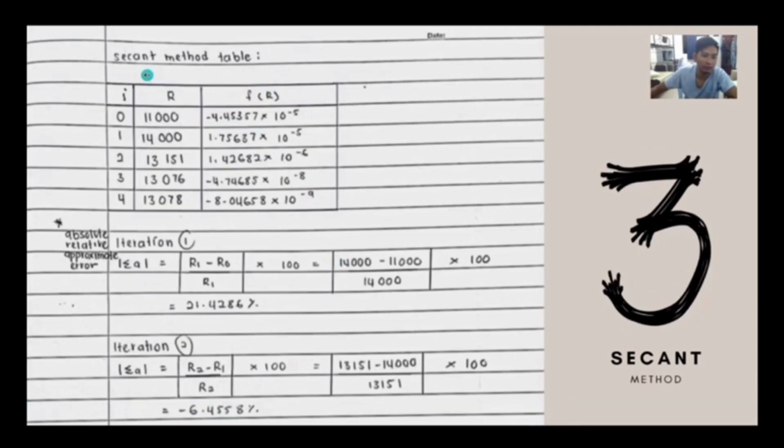Then get the values for the secant method table. The final step is getting the approximate error. So this is the formula.